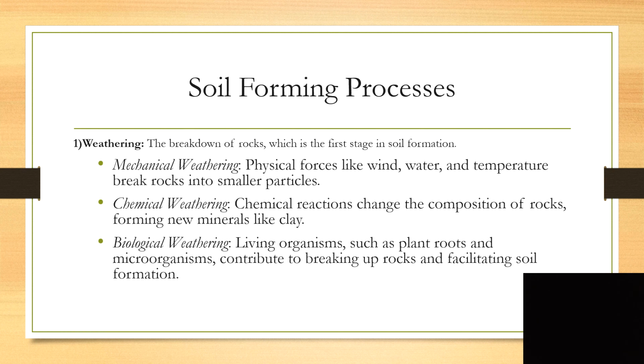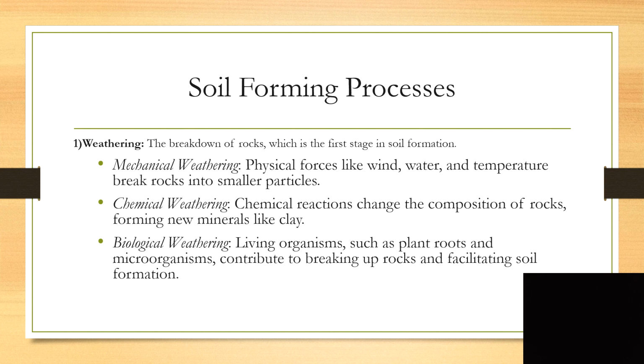So in the next slide, we're going to see the soil forming process. Based on the weathering process, weathering is classified into three types: mechanical, chemical, and biological weathering. So first of all, we should know what weathering is. The soil forming process or pedogenesis is the transformation of parent rock into soil through physical, chemical, and biological actions. So it involves weathering of rocks, addition of organic matter, and development of soil horizons over time.